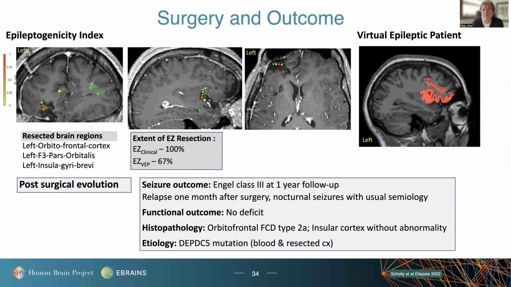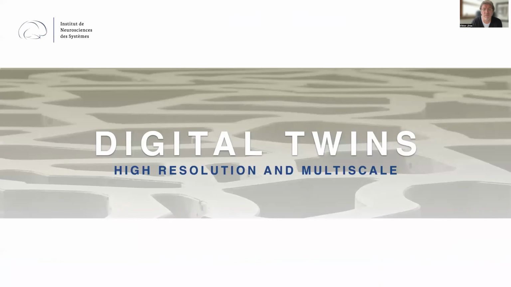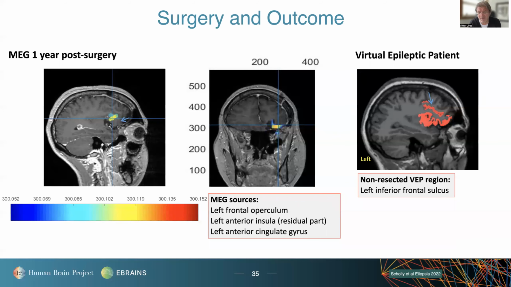So we went back into this one particular patient and focused on this one area that was actually identified by the virtual epileptic patient, and went into the MEG and zoomed into these areas to see if there is some activity. And there was actually some activity. Some interictal spikes were identified in these areas. So that allowed us, after the fact, to zoom in and identify the areas, and the patient is now being considered for further surgery for the left inferior frontal sulcus.